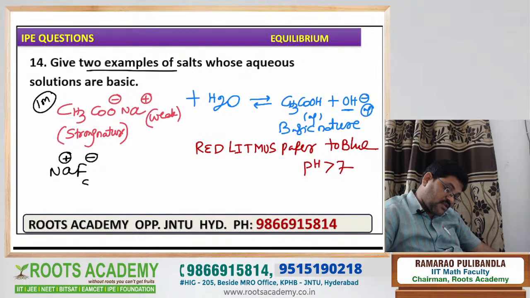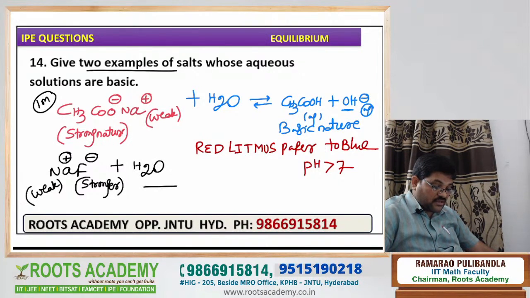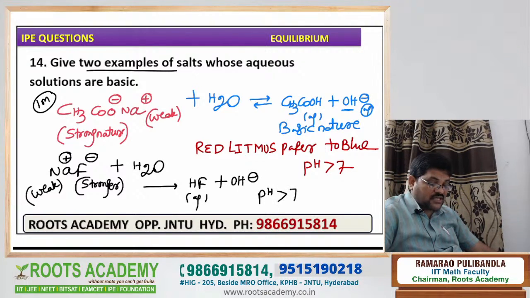F minus is the stronger anion, because this is a stronger anion coming from the weak acid. Na plus is weak. Why? Because it's coming from the strong base. That's why the stronger anion F minus breaks the water. F minus ions combine with H plus ions, and what do we get? HF aqueous solution plus OH minus ions. So that is basic nature. pH of the salt solution is greater than 7.